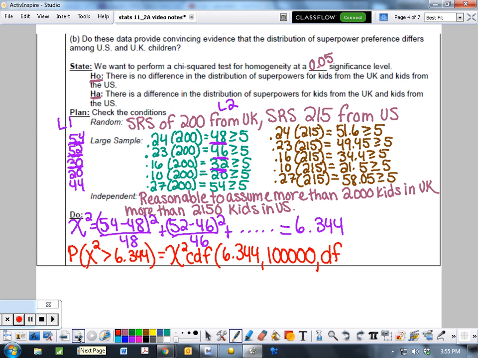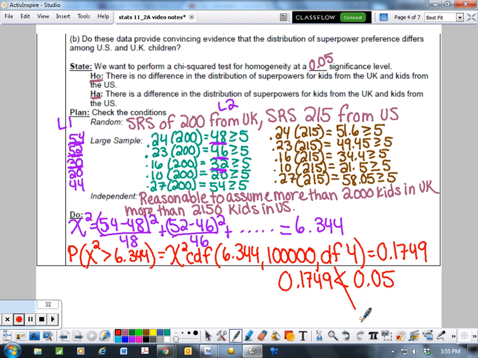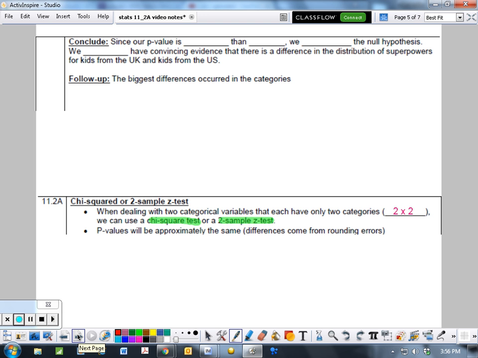So our degrees of freedom is 4. So now we're going to go back. Degrees of freedom is 4. It allows us to calculate our probability of 0.1749. So because this 0.1749, I test that with our significance level of 0.05. It is not less than that. So we fail to reject. So now on the next page, since our p-value is not less than 0.05, we fail to reject.